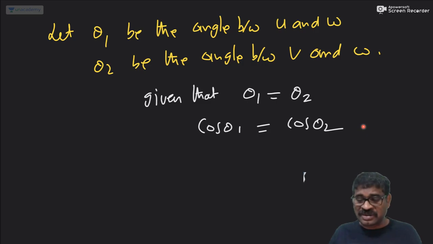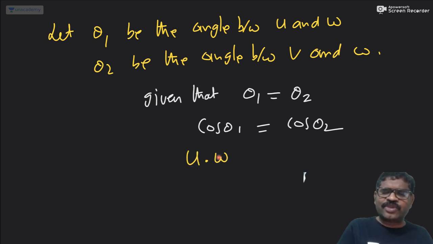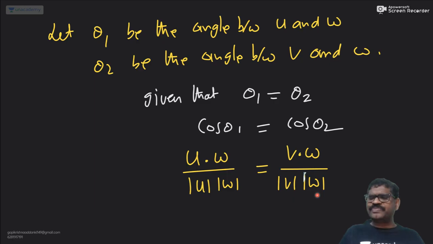Sir, why have you taken cos theta 1 and cos theta 2? We have the dot product formula. Dot product between two vectors: A bar dot B bar equal to mod A bar into mod B bar cos theta. I would like to use that formula. Now, cos theta 1 is nothing but U bar dot W bar by mod U bar into mod W, equal to V bar dot W by mod V bar into mod W length.